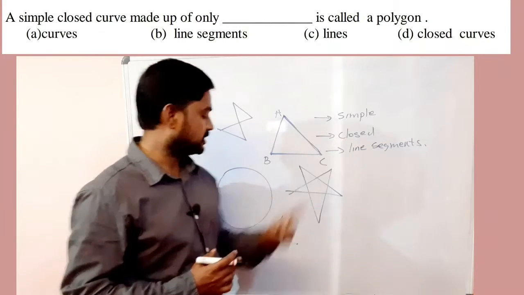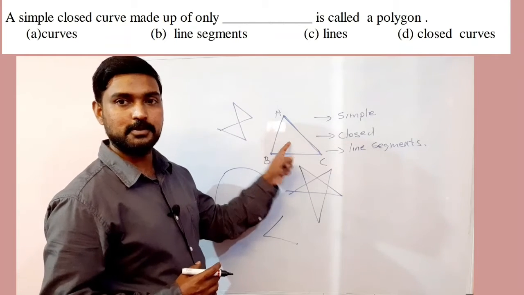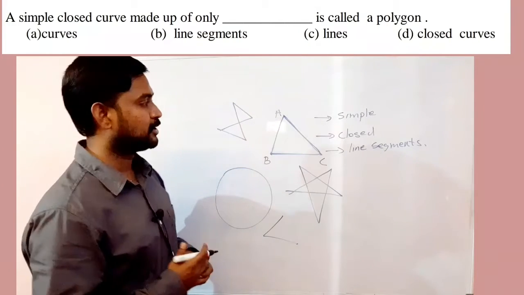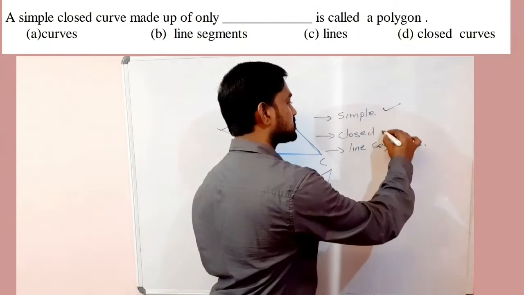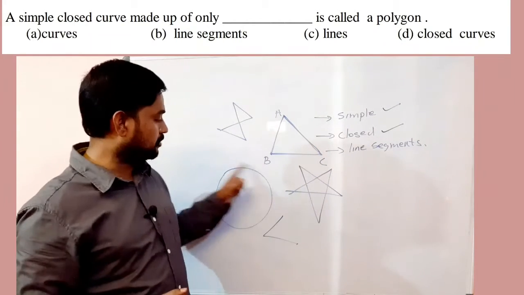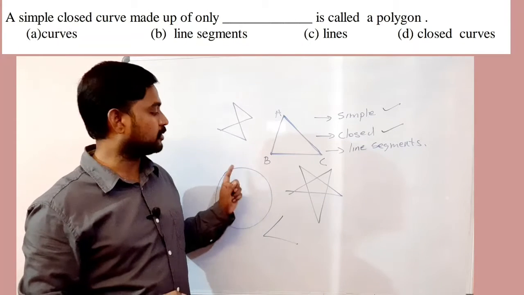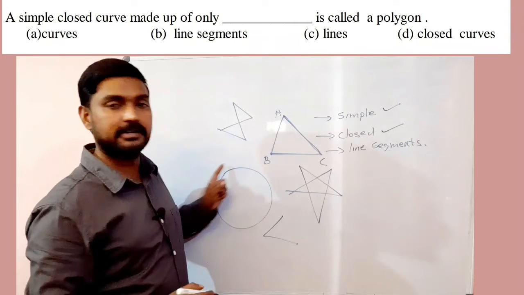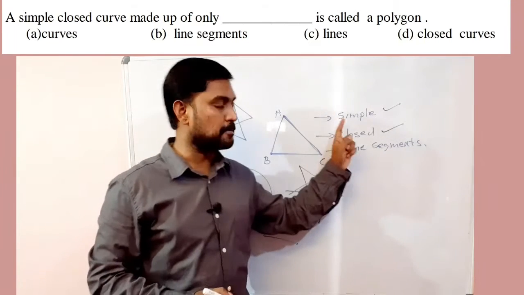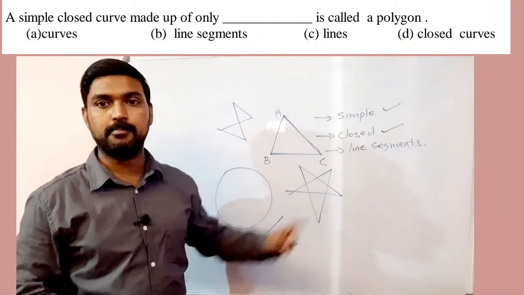Next one, closed. This is not closed, but this is closed. This is also closed. So the starting point and ending point are joining together. It is closed. So simple closed. And this is made up of line segments. This is not made up of line segments. It is only a curve. Without joining line segments, we created this. So my dear students, the definition of polygon: it should be simple, it should be closed, and it should be made up of line segments.